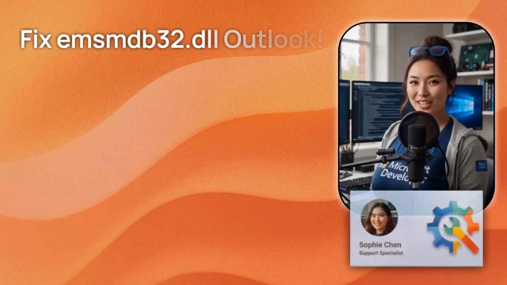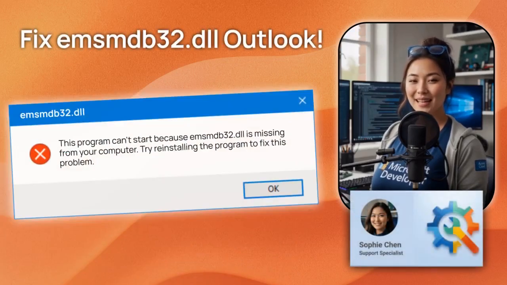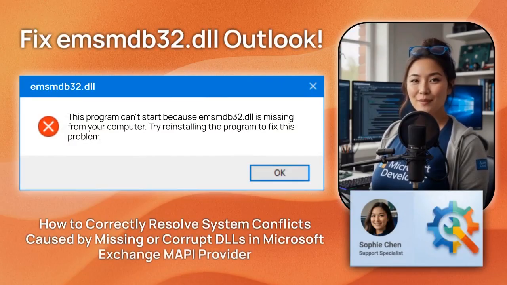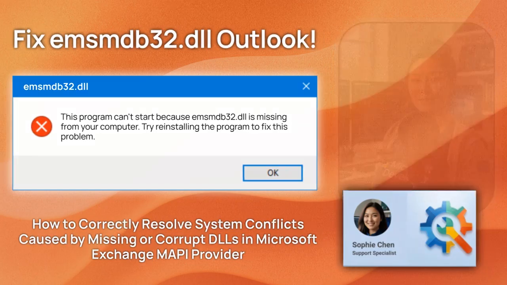Is your Microsoft Exchange MAPI Provider apps broken by the emsmdb32.dll? I'm Sophie Chen, a Windows Systems Specialist. Let's walk through the automated process to fix your installation.